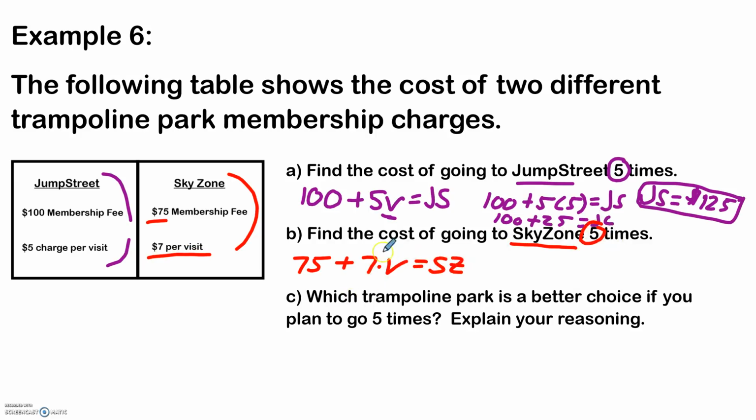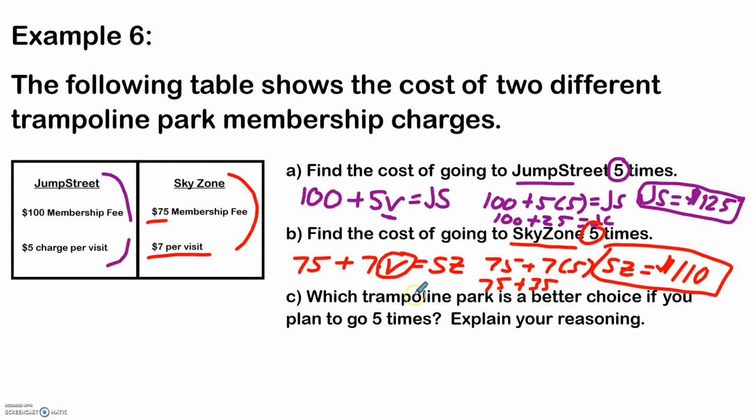I'm going to go 5 times, so I'm going to replace V with 5. I get 75 plus 7 times 5. 75 plus 35 when I simplify. And that's going to be, Sky Zone costs me $110 to be able to go 5 times.